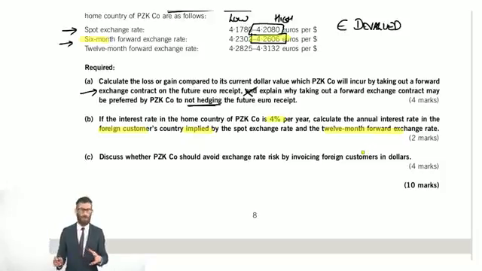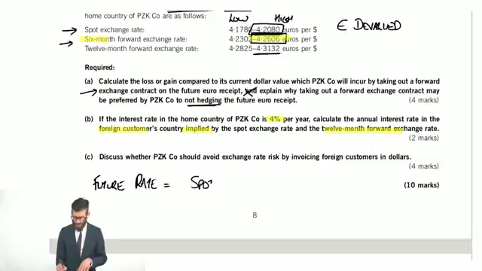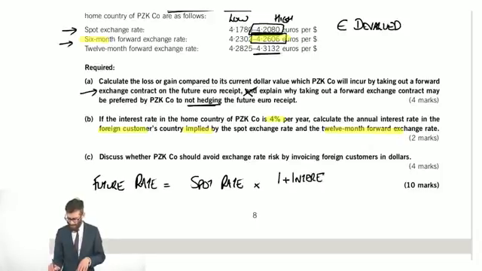Now, I'm going to create something just to demonstrate how this works. Remember the 4.312 and the 4.208. But the future rate equals the spot rate, and we're looking at interest, multiplied by 1 plus interest in the counter, divided by 1 plus interest in the base.